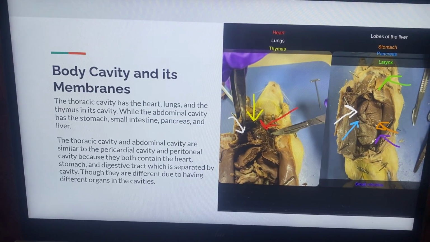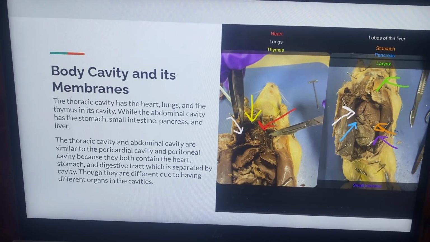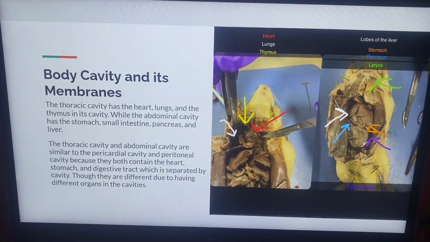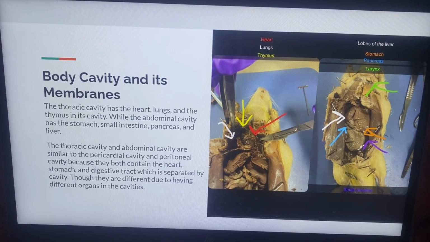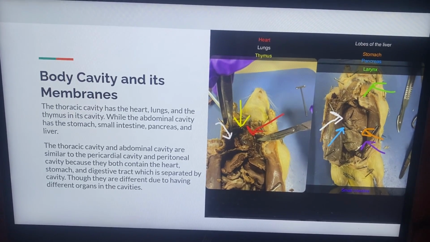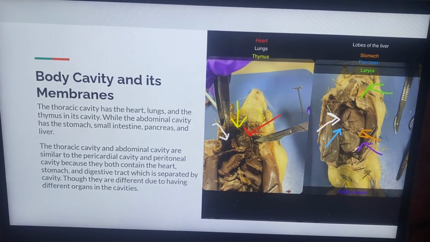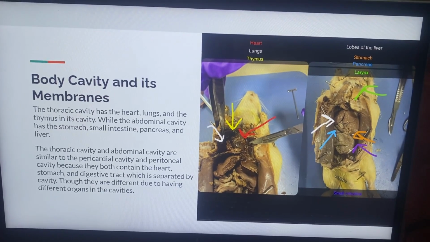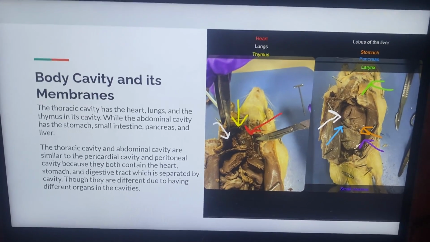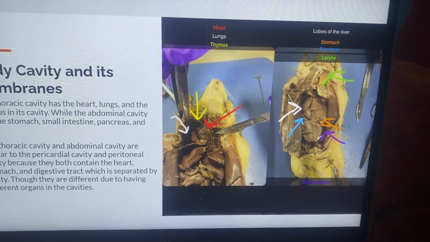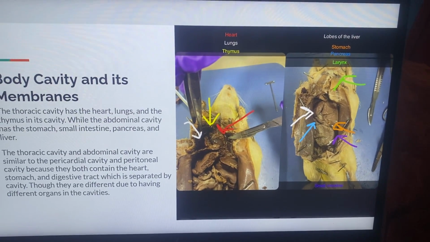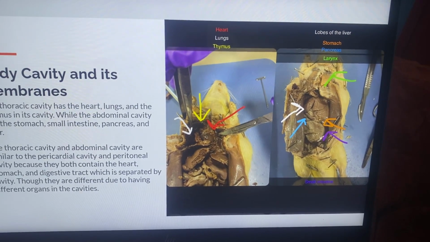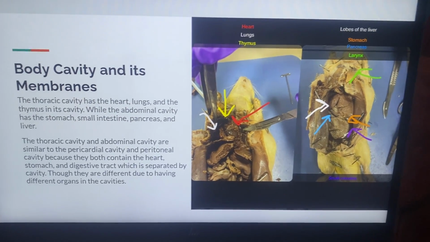Then we have body cavity and membranes. The thoracic cavity has the heart, lungs, and thymus in its cavity, while the abdominal cavity has the stomach, small intestine, pancreas, and liver. We can also tell which one's the thoracic cavity, that being closer to the upper area of the rat, while the abdominal cavity is the lower stomach part of the body. And we can see the pictures over here of it. We can tell the one on the left is the thoracic cavity, while the one on the right is more focused on the abdominal cavity.